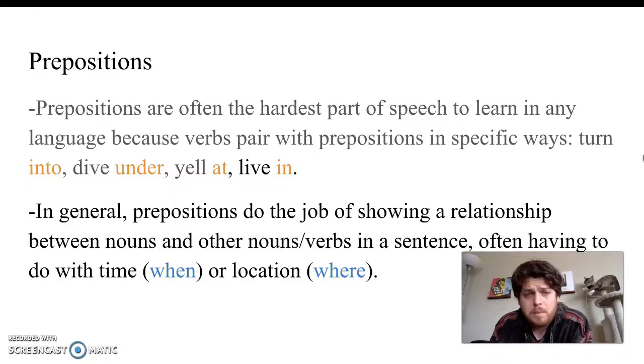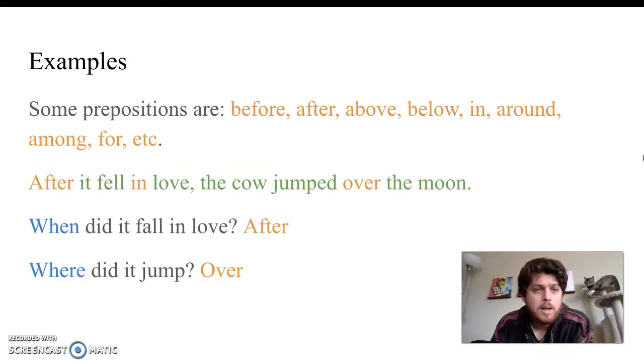In general, though, I want us to know that prepositions show a relationship between nouns and other nouns and verbs in a sentence. And that relationship is usually with time or location, so when or where. And then here's an example where it kind of walks you through thinking about that. When did the cow jump over the moon? Well, it jumped over the moon after it fell in love. Where did it jump? It jumped over the moon. So those highlighted prepositions, after, over, they show us when or where things are happening.